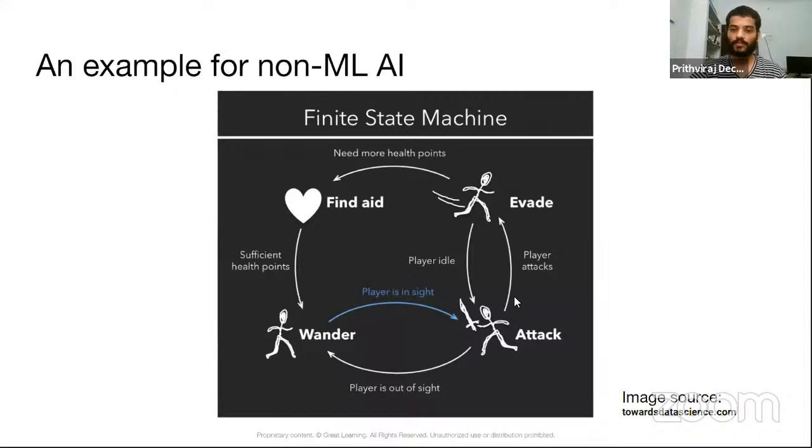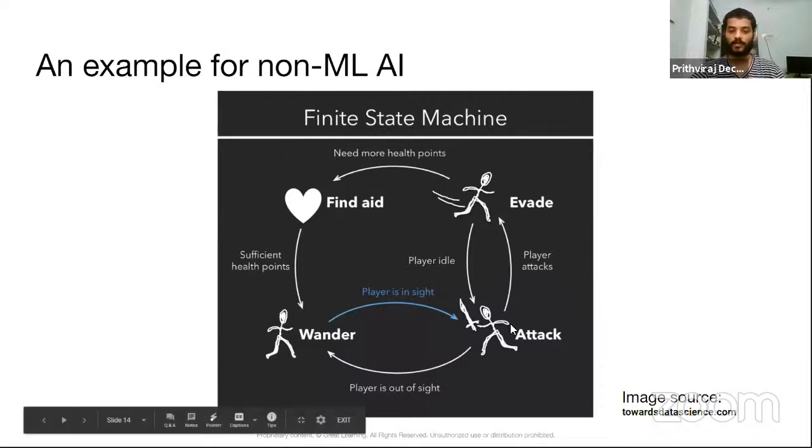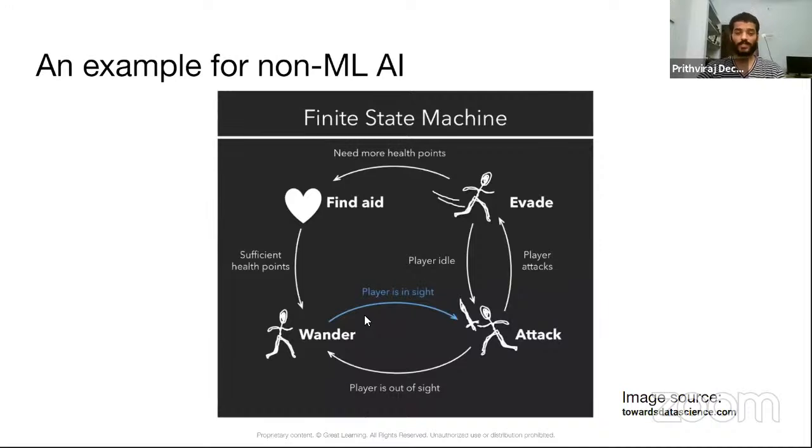Now, if the bot is in a position where the player is attacking, the bot tries to evade from the place. If the bot needs more health, it goes and finds health. And if the bot has enough health points, it starts wandering again. While it wanders, if it sees another player, it gets into attack mode. And if the player runs away, instead of the bot running away, it again starts wandering. So this is something you can program into a machine, and the bot can pretty much behave like an actual player.